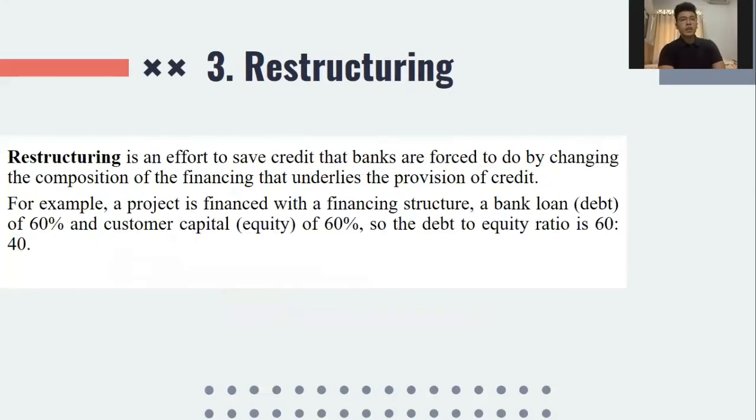So the third one is restructuring. It is an effort to save credit that banks are forced to do by changing the composition of the financing that underlies the provision of credit. For example, a project is financed with a financing structure of bank loan debt of 60% and customer capital equity of 40%. So the debt to equity ratio is 60-40.